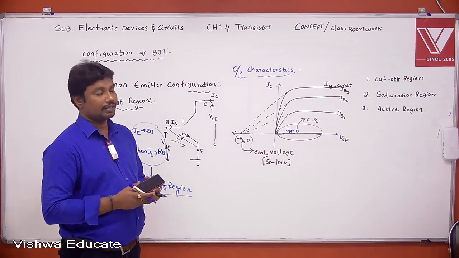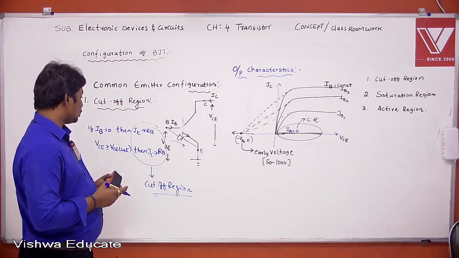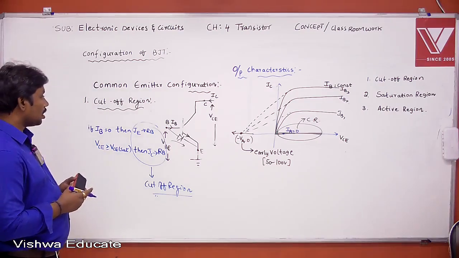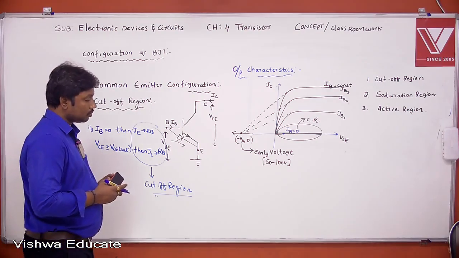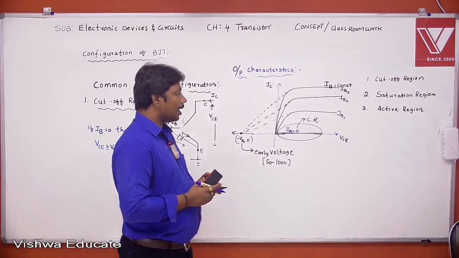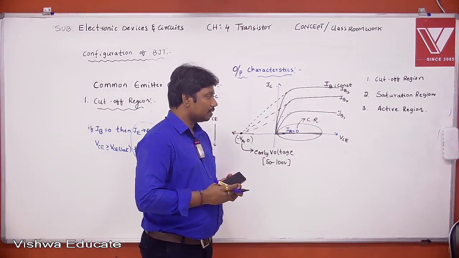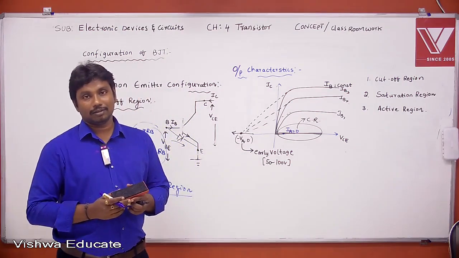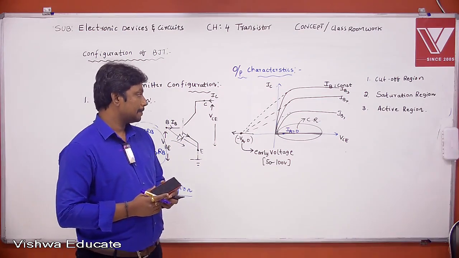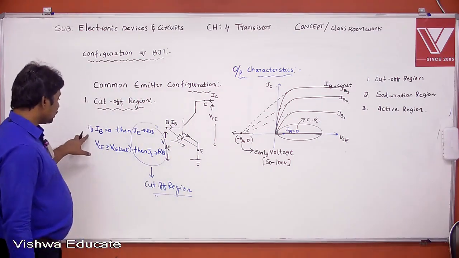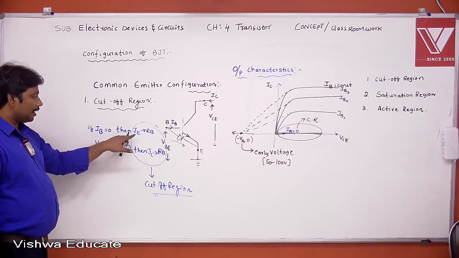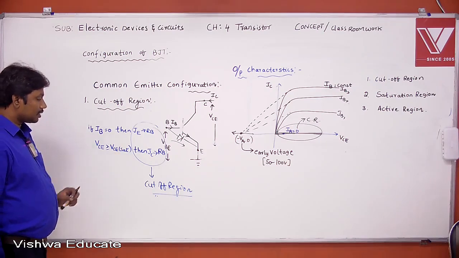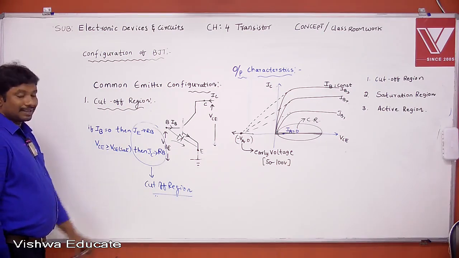Next heading, cutoff region. Write down the region in which IB is 0 and right of VCE. Write down the conditions. IB is 0, then emitter junction is reverse bias. If VC is greater than VC of SAT, then collector junction is reverse bias. It is in cutoff region.